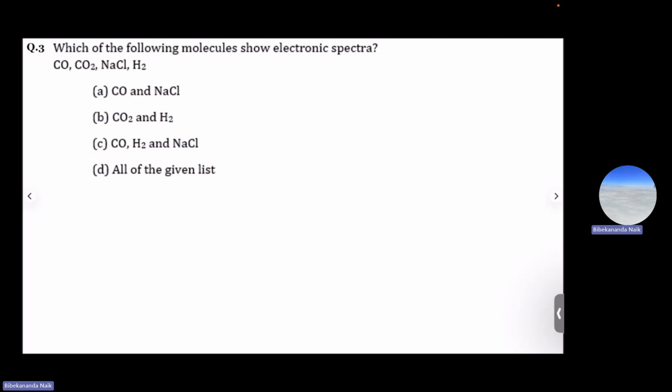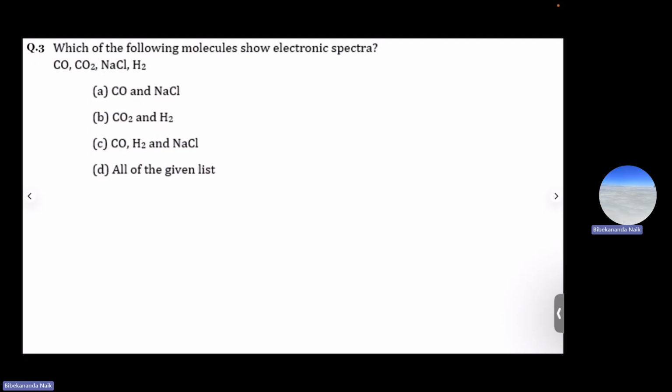Question number 3 says, which of the following molecules show electronic spectra? The molecules are carbon monoxide, carbon dioxide, sodium chloride and hydrogen. So options are option A, carbon monoxide and sodium chloride, option B, carbon dioxide and hydrogen, option C, carbon monoxide, hydrogen and sodium chloride, or option D, all of the given list.